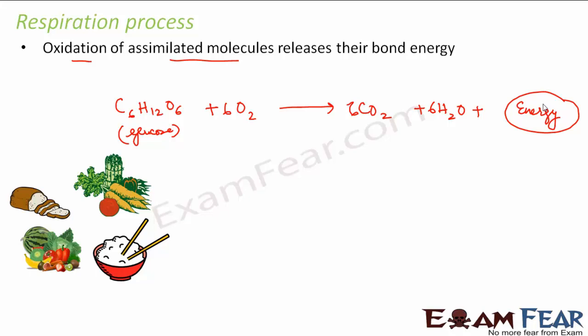So at the end of the day, when those complex food materials get converted into simpler and simpler forms, in the end we receive something simple like glucose. This simplest form will get oxidized in presence of oxygen, and it will form carbon dioxide, water and energy. This carbon dioxide will then be released out, because it is a byproduct of respiration. It is something which we don't want, so we release it.